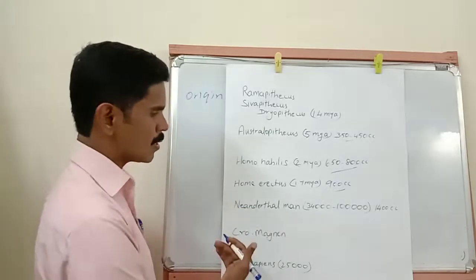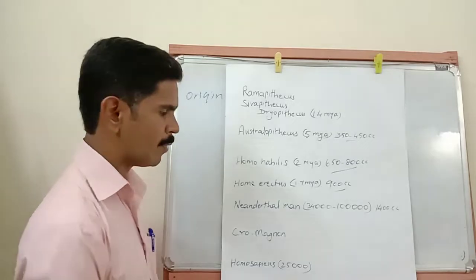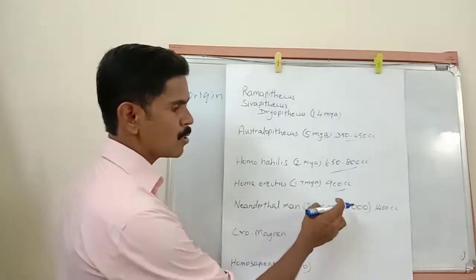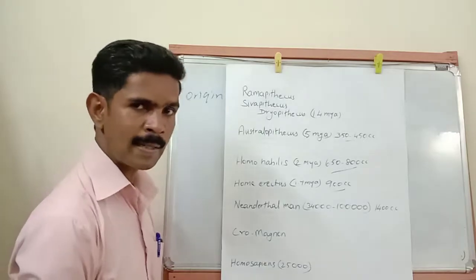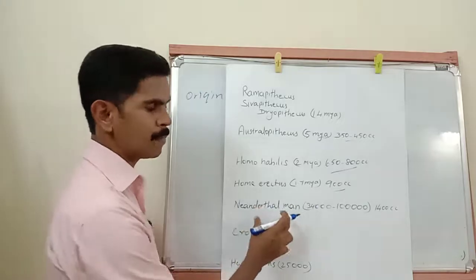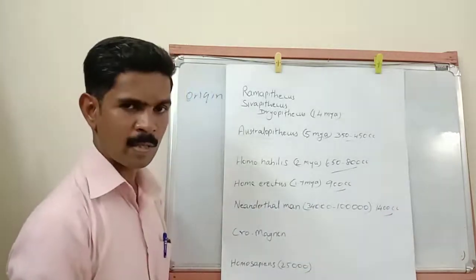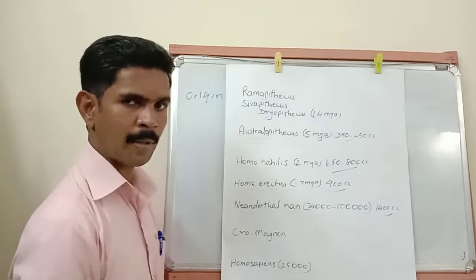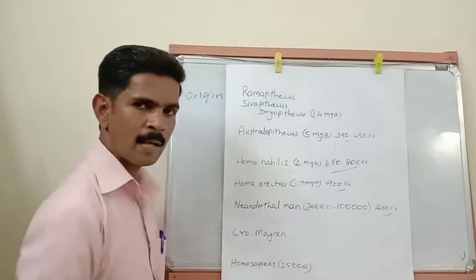Then next to this Homo erectus is Neanderthal man. Neanderthal man, they lived in the world 34,000 to 1 lakh years ago. So this is the life period of this Neanderthal man. Then their brain capacity is 1400 cc. One more question. So the brain capacity of Neanderthal man is 1400 cc.